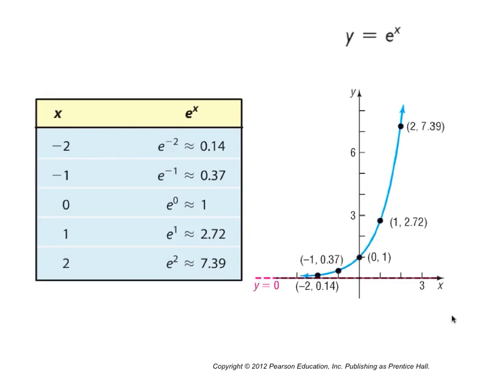Since e is 2.72, that's a number that's larger than 1, so we know that we're going to have something that looks like it's increasing, right? So it still goes through this point (0, 1), still has our same asymptote, but just some of these values are a little bit different.